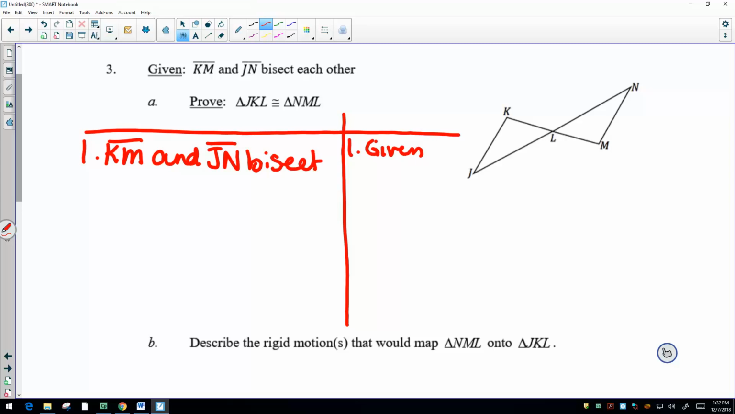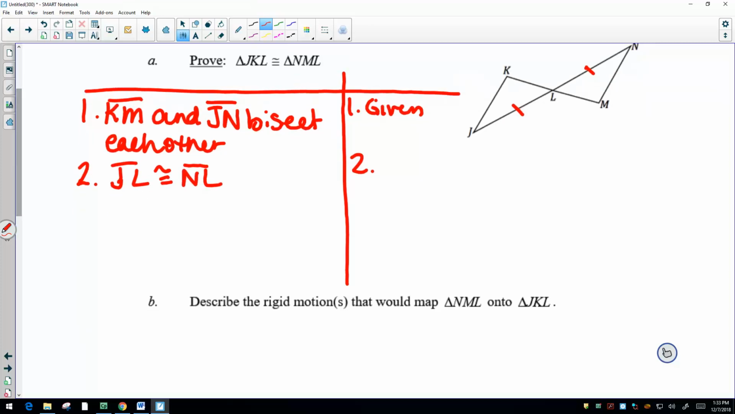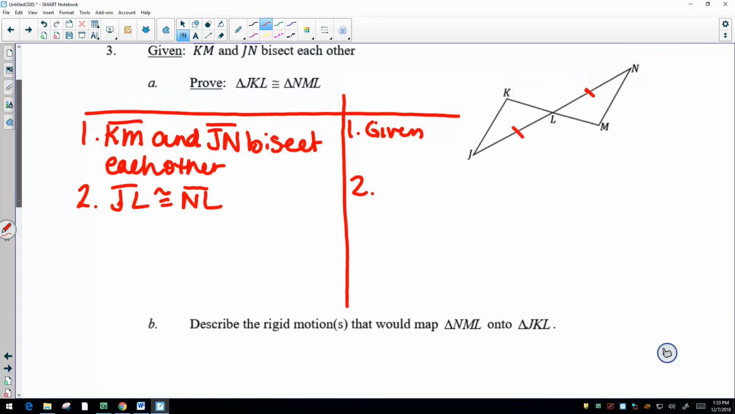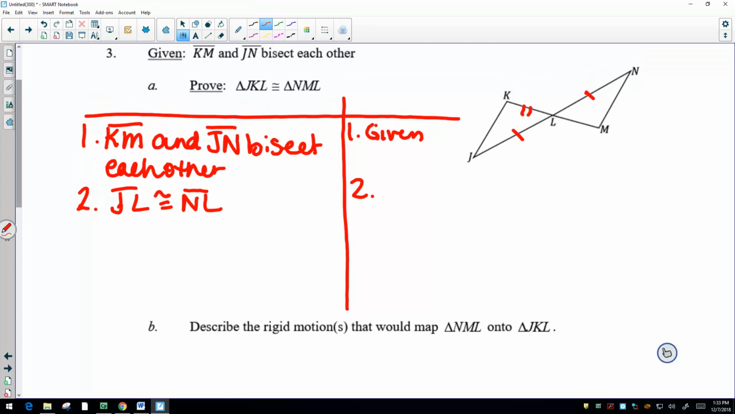So I am getting some information here. I have KM and JN bisect each other. And immediately in my mind, I'm thinking bisect. Bisect means cut into 2 equal parts, which is awesome because I'm looking for equal parts. So if KM bisects JN, that means JL and NL are congruent. So I'm going to write that down. JL is congruent to NL. And if I also know that KM is being bisected by JN, well, then that means KL and ML are congruent.